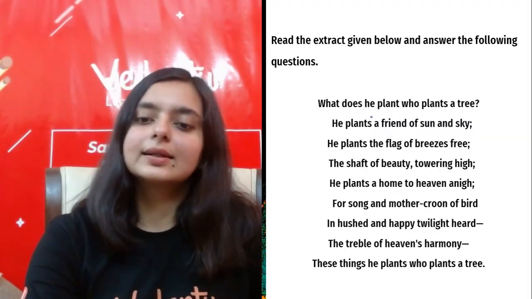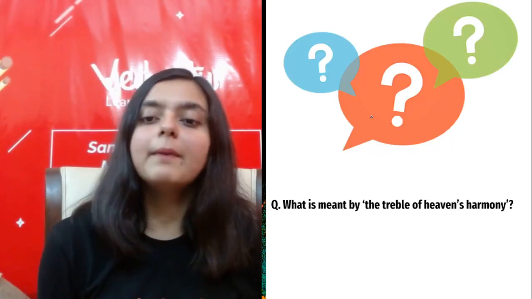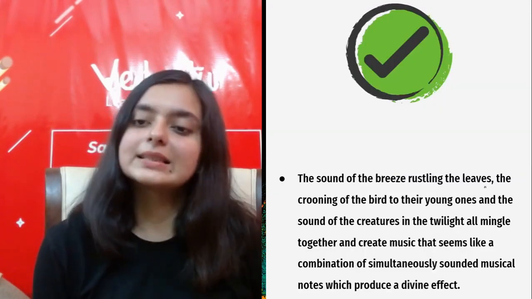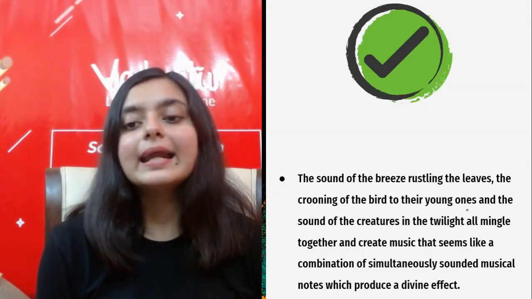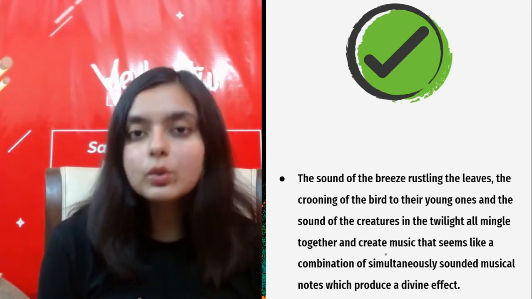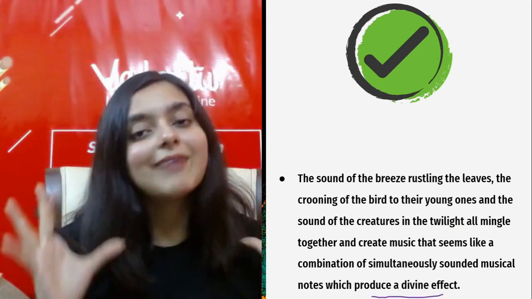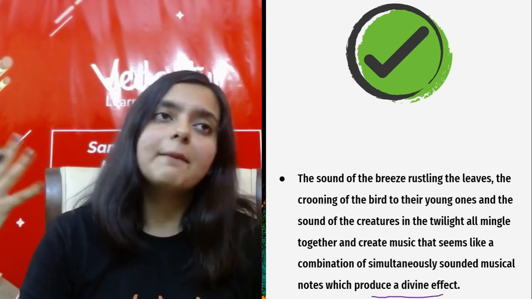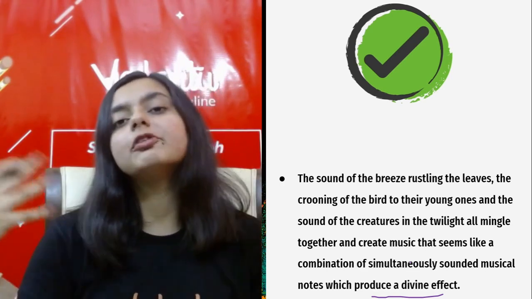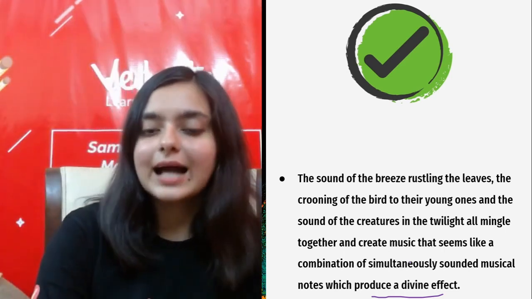This is the extract, guys. We've just gone through this poem. So this is the very first stanza. The question is, what is meant by the treble of heaven's harmony? Very important question. I've already explained this to you. So the sound of the breeze rustling the leaves, the crooning of the birds to their young ones, and the sound of the creatures in the twilight all mingle together and create a music which seems like a musical note producing a divine effect. Treble is a high pitched sound, right? So it is producing a beautiful harmony as if it is in sync with heaven's own music, right? So that is the answer.